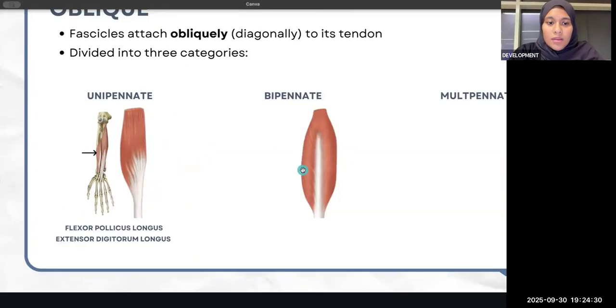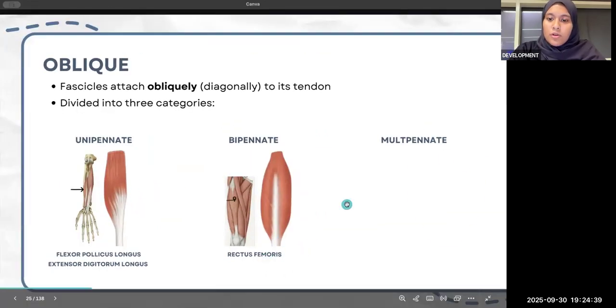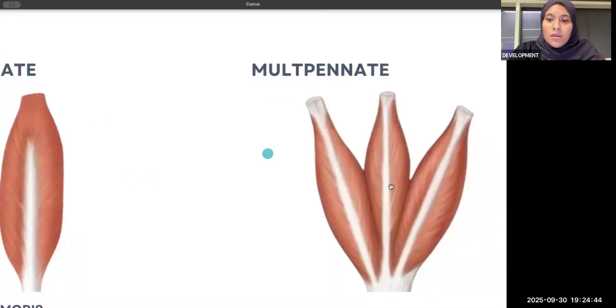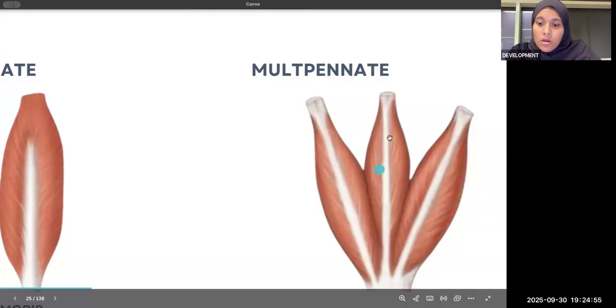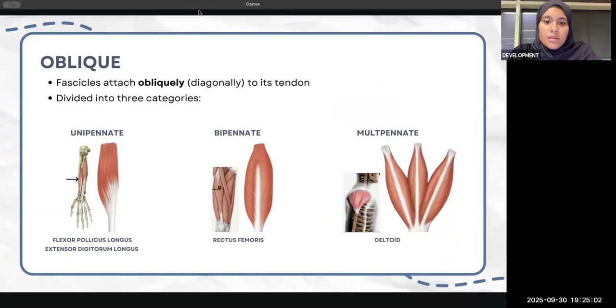And there's also bipennate. Bipennate is also diagonal, but you have muscle fibers on both sides of the tendon. And this is an example of it, which is rectus femoris. And multipennate is literally bipennate times 3, for example, or times 4, depending on the muscle itself. So you have fibers running diagonally on both sides, converging towards a single tendon, and you have multiple of those, and all of those converge towards one single thick tendon, like the deltoid muscle. I hope that's clear.